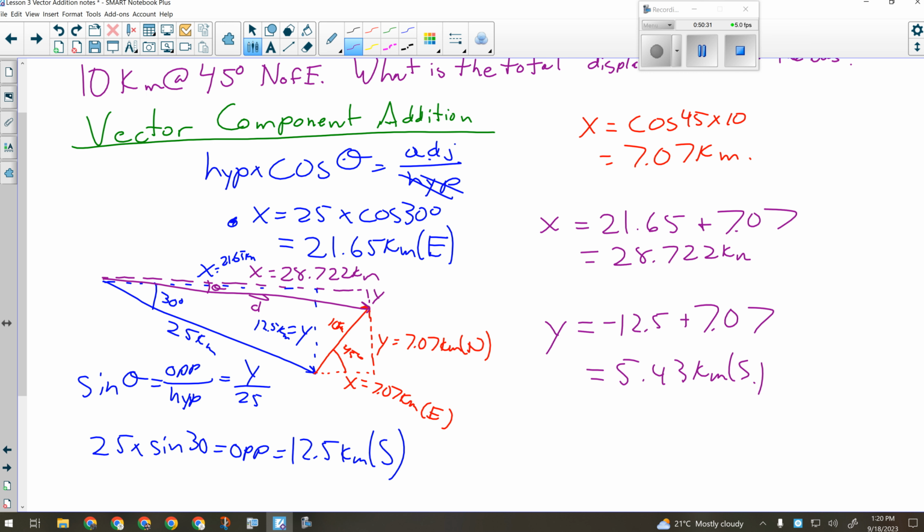Okay, so now I know the two sides of my displacement triangle. Can I use Pythagorean theorem now to get my displacement? I can. Okay, and then can I use trig to get the angle?